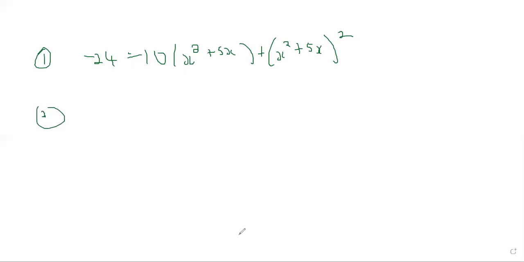Second one, it's x squared minus 2x, all of this squared minus 8, is equal to 7 x squared minus 2x.